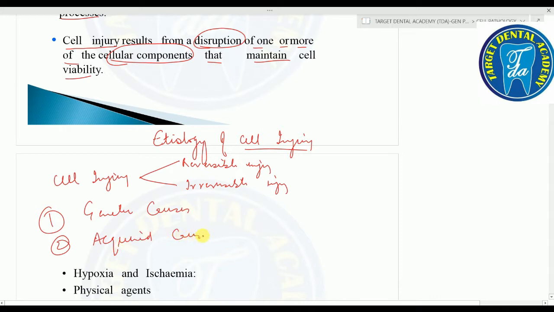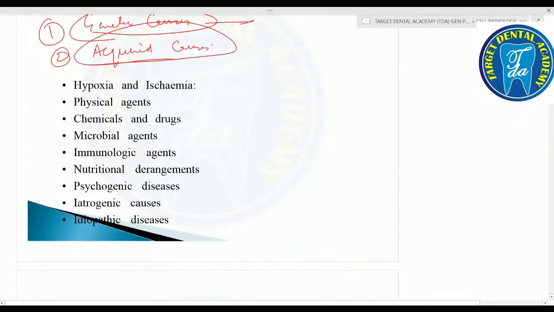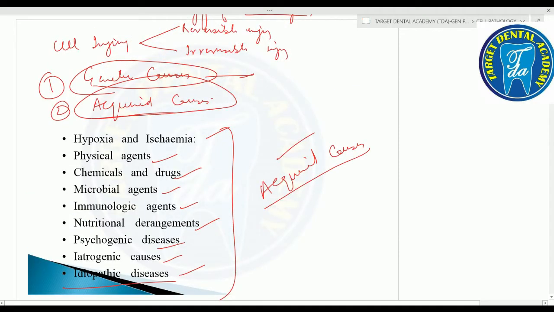Acquired causes. So guys, genetic causes, we are going to study in a separate lecture. So here we are going to discuss all the acquired causes. In this we have hypoxia and ischemia. We have physical agents, chemicals and drugs, microbial agents, immunologic agents, nutritional derangement, psychogenic diseases, iatrogenic causes and idiopathic diseases. These all are the acquired causes. We'll be discussing them one by one.